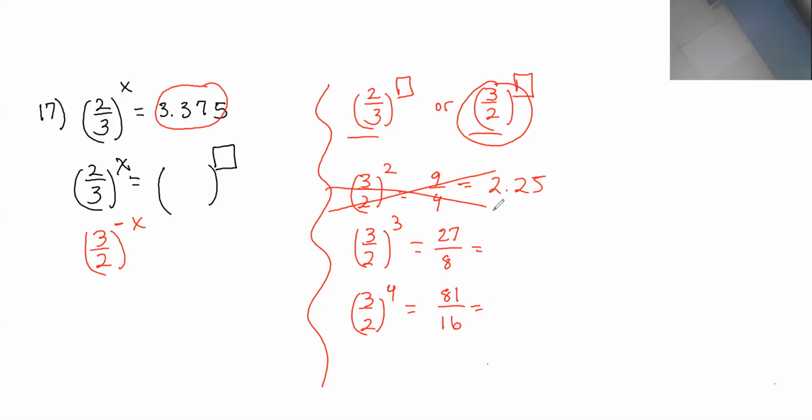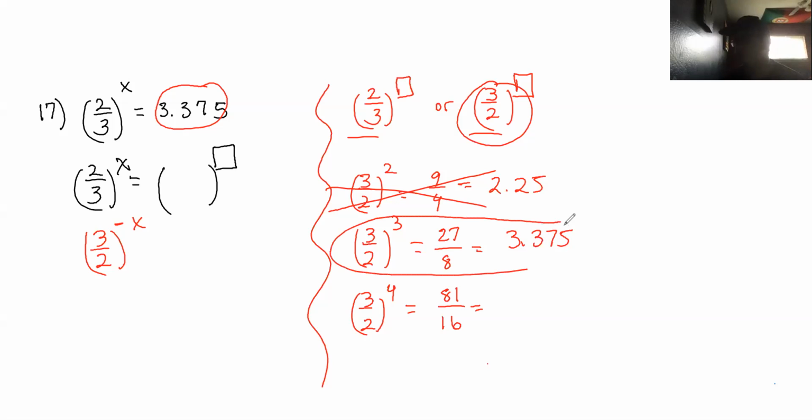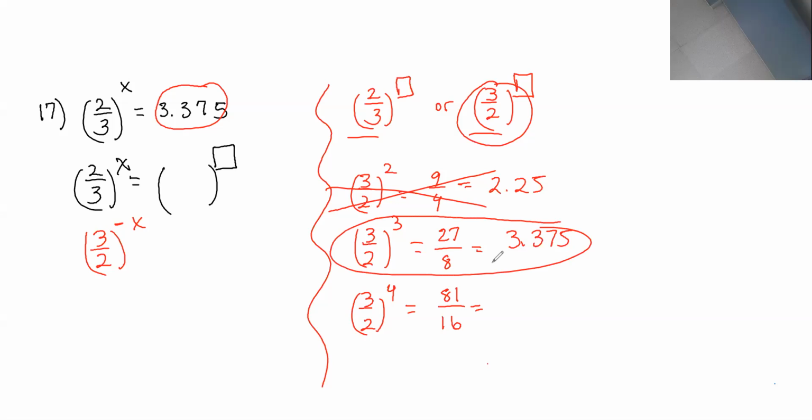And I set that wrong. That's 27 divided by 8. And I get 3.375. Is that the one I want to use? Yeah. So I'm not even going to do the 81 over 16. I found the one I needed.